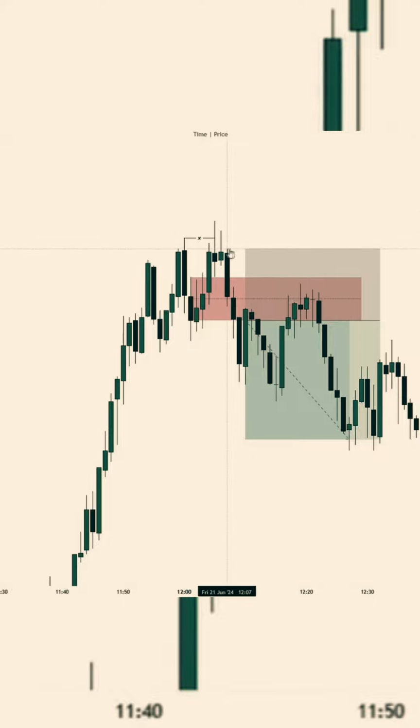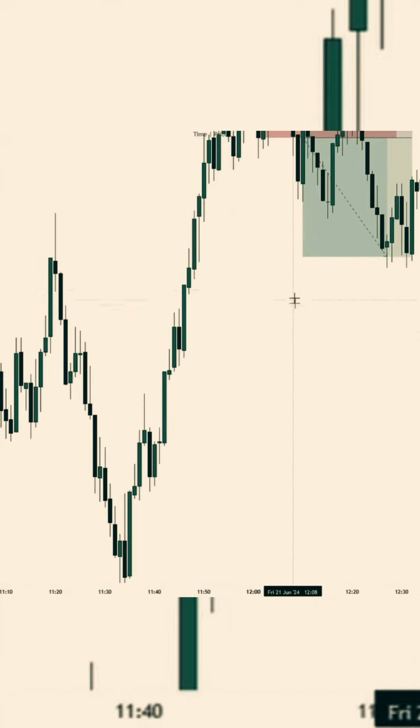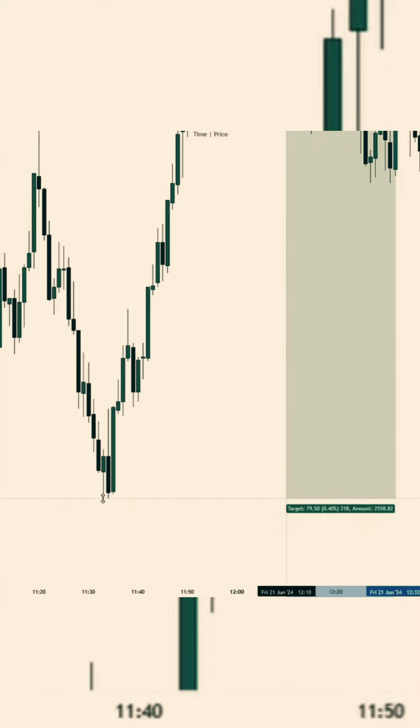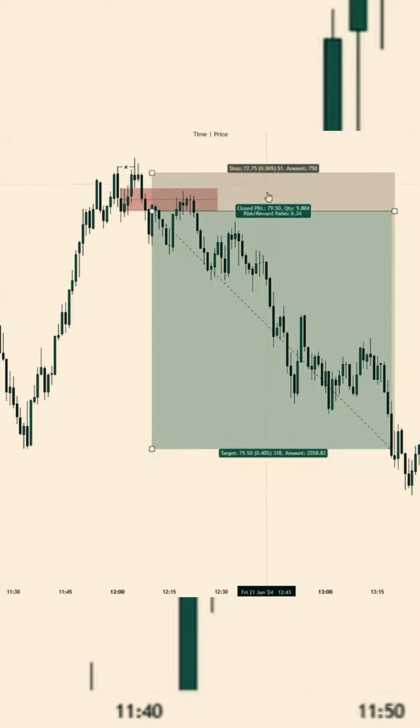The stop loss is going to be the next high above the breaker, and we go ahead and we target equal or internal lows, which we have right there. And you can see this trade plays out beautifully for a 6.2R.